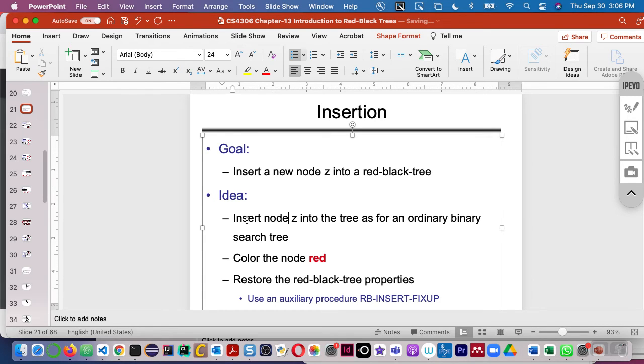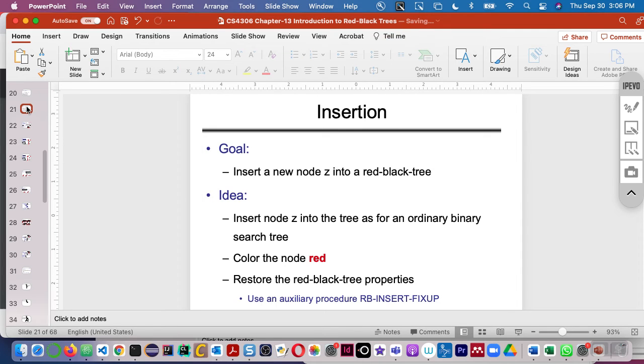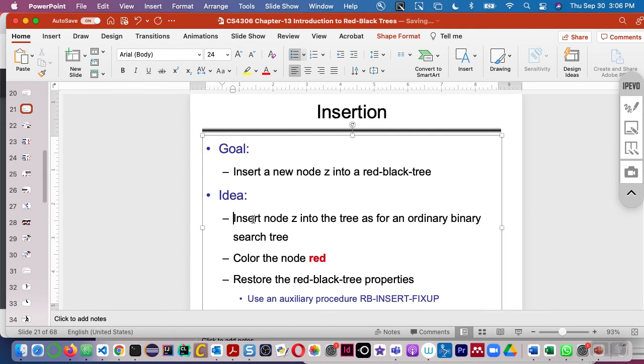So the starting point will be to check if the red black tree is empty. For instance, it is empty. Then the element you put will be the root, right? With insertion, anytime you insert an element, initially it will be red. Initially its color is red, no matter what it is.